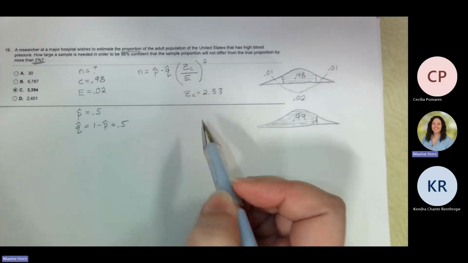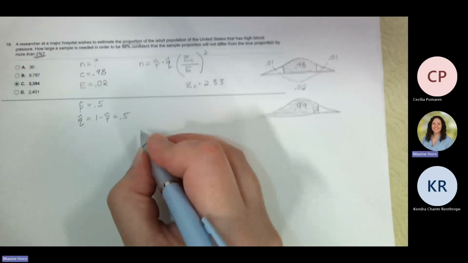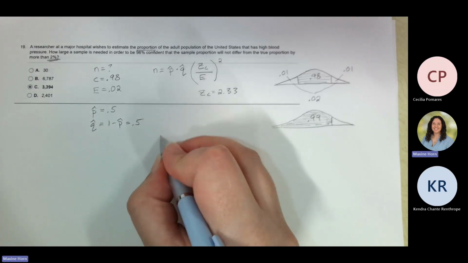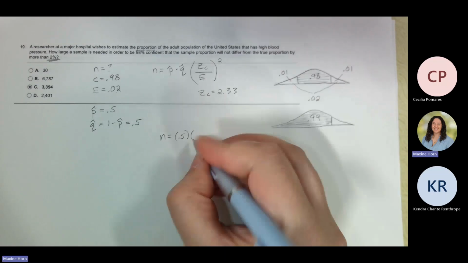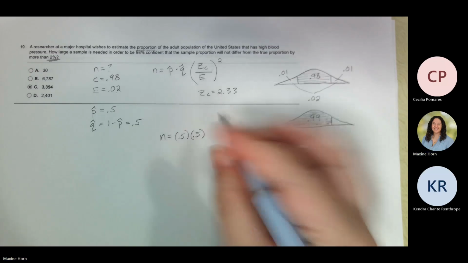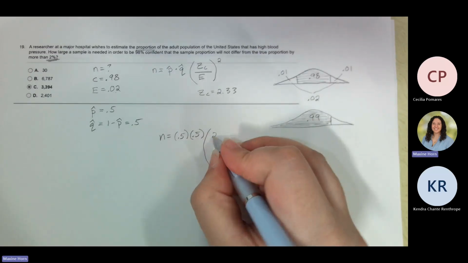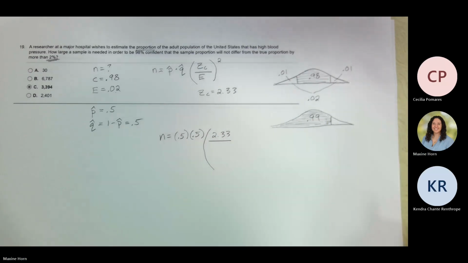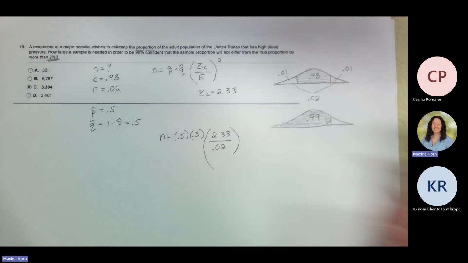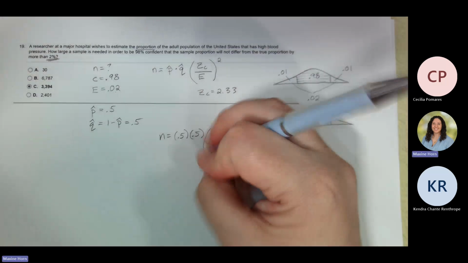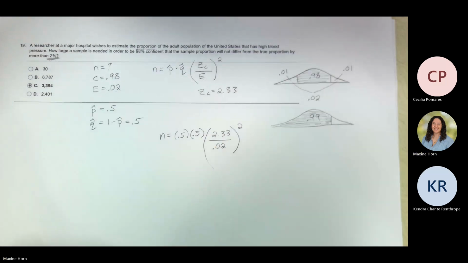So now we have all of the values that we need, so we're going to plug all of them in. So we have n equals p hat times q hat times the z-score over the error, which always has to be in decimal form, squared. I don't know why parentheses went down so far.